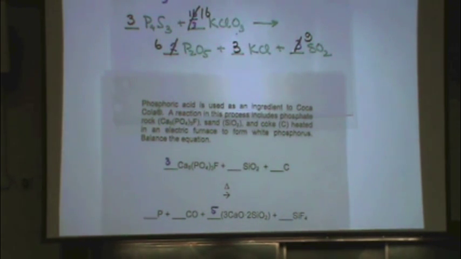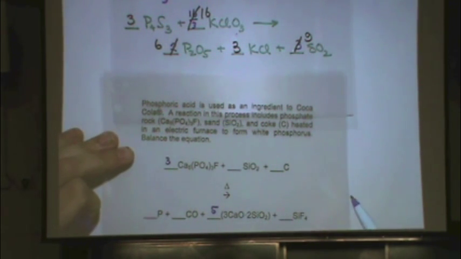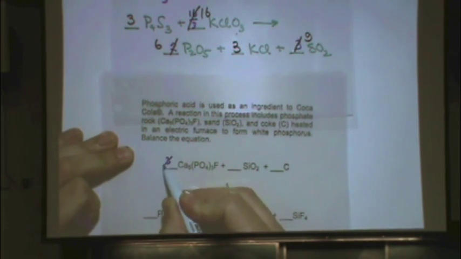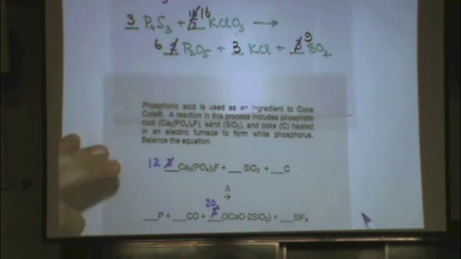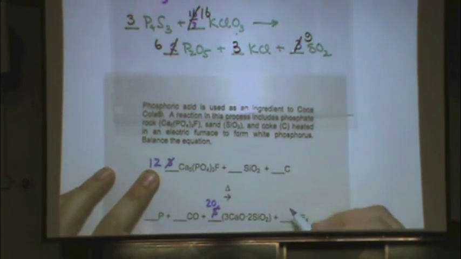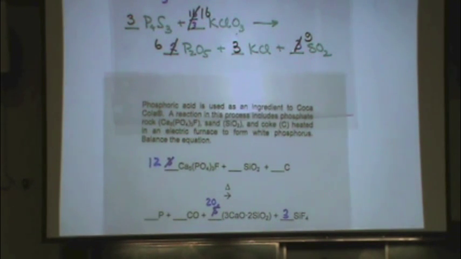So I'm just going to change pen color now and say, if I multiply these two by 4 to get a 12 here and a 20 here, now notice what happens. I have 12 fluorines there, and I can put a 3 right there. So it allows me not to use fractions because of that fluorine. Okay, so I got the fluorine handled.